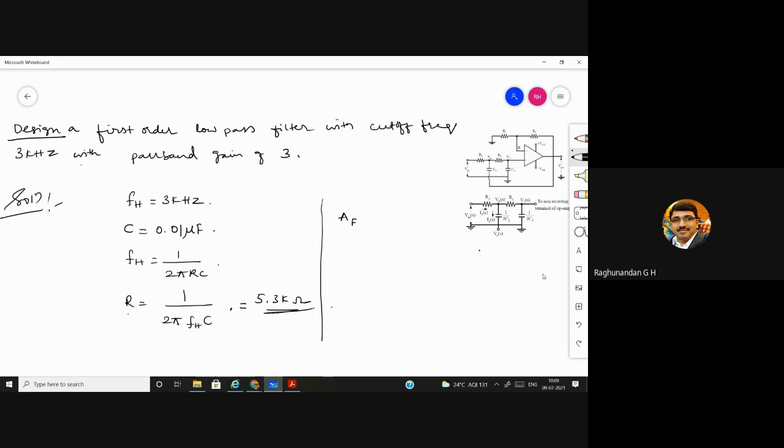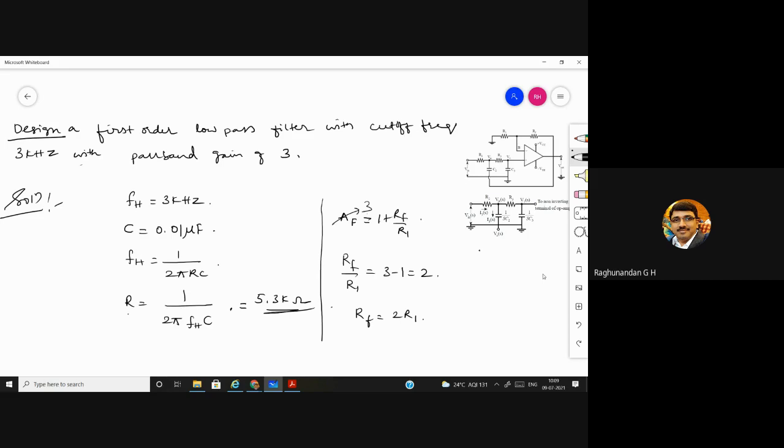Now we need to find out the resistance of the amplifier part, the non-inverting amplifier part. For that we have the standard formula 1 plus RF by R1. In this question they have given the gain. So RF by R1 is equal to 3 minus 1, that is equal to 2. That is RF is equal to 2 times R1.